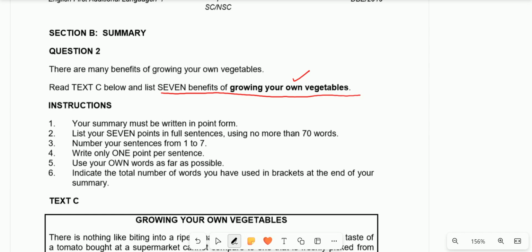So it means that text C has more than 7 facts. You have more than 7 facts in a text. So please avoid repetition so that you collect your 7 facts, and then you also get your 3 marks for language. Right, now let us look into this text.